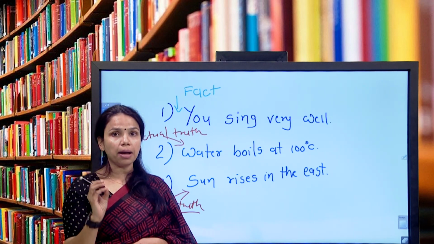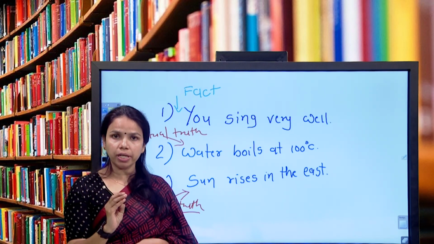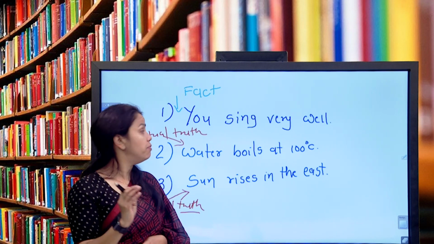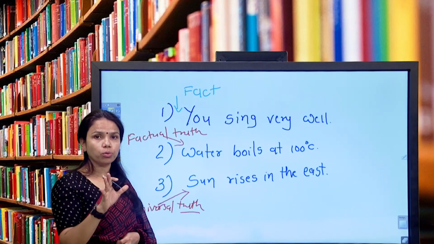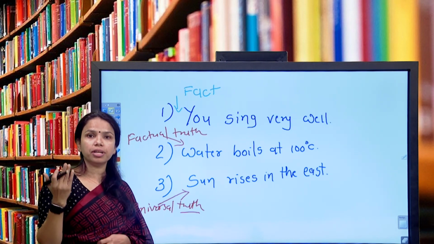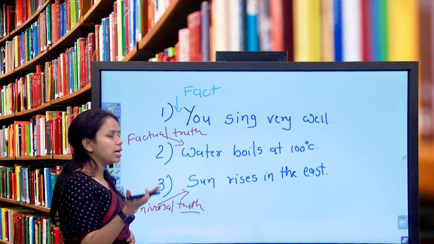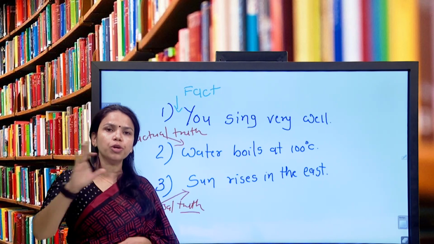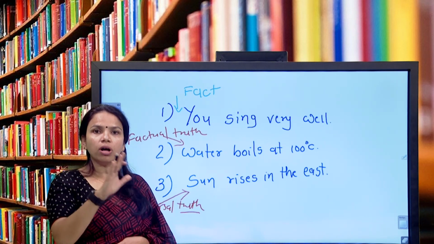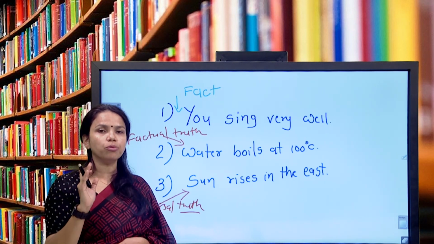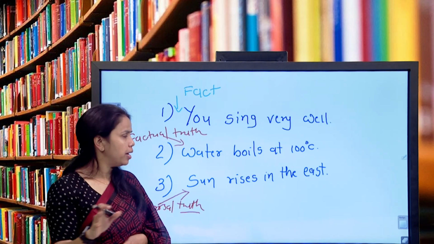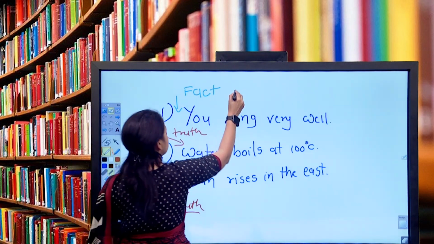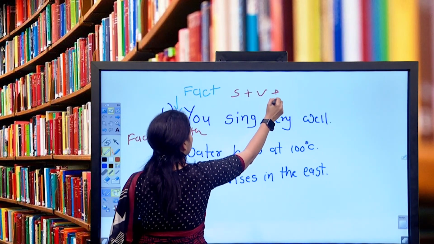If it is a habit, if it is a regular routine, if it is a fact, if it is a factual truth, like earth is round, water boils at 100 degree or 100 temperature, sun rises in the east, so it is a universal truth. So in all these conditions you have to use simple present tense, right? The structure is subject, verb, object.